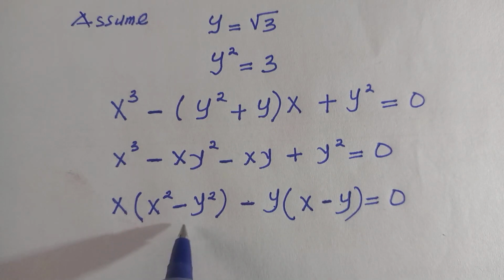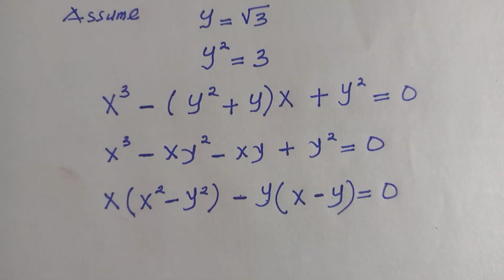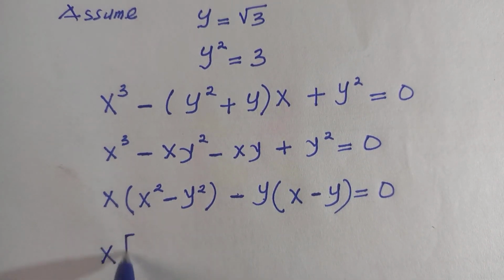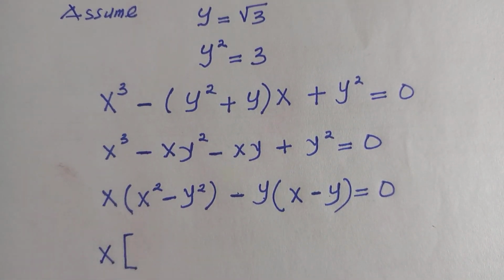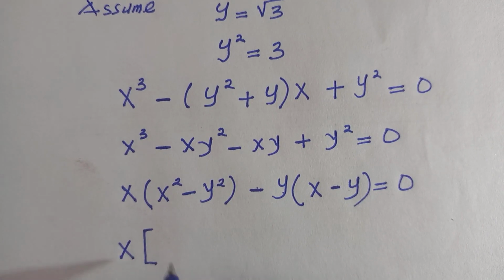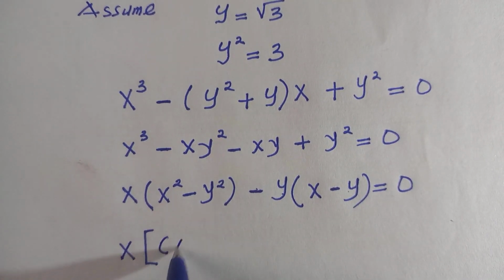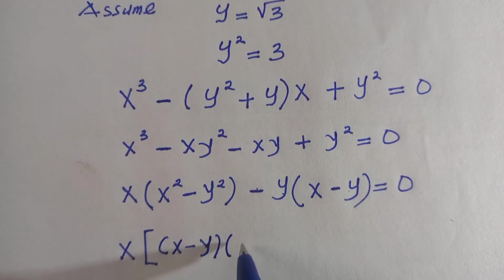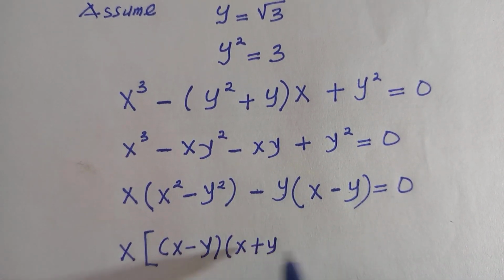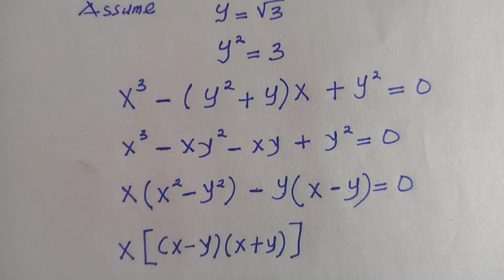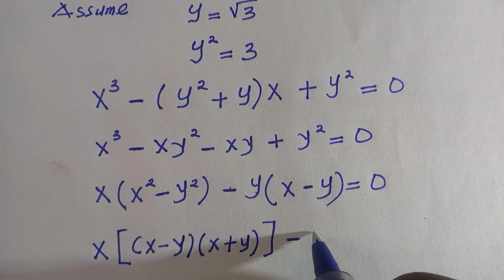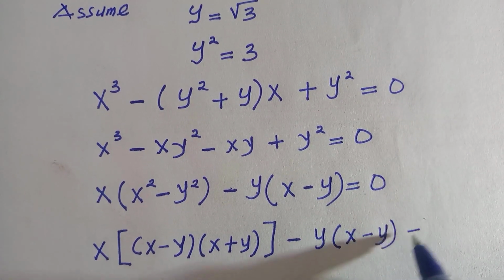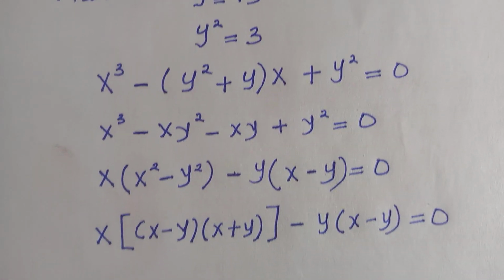And this one is a difference of two squares, which can be written as x to the power of, this go in two different operations as minus and positive. There we have x minus y and x plus y. So that is the difference of two squares. And y for this, minus y bracket x minus y, all equals 0.